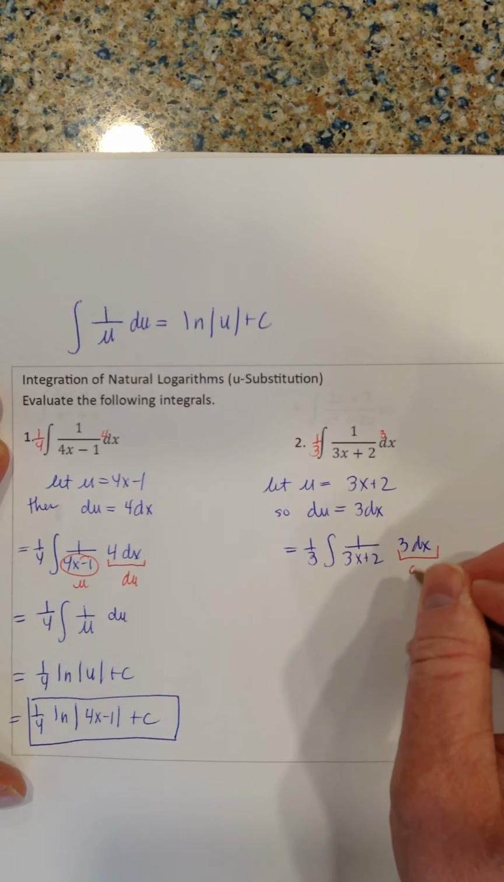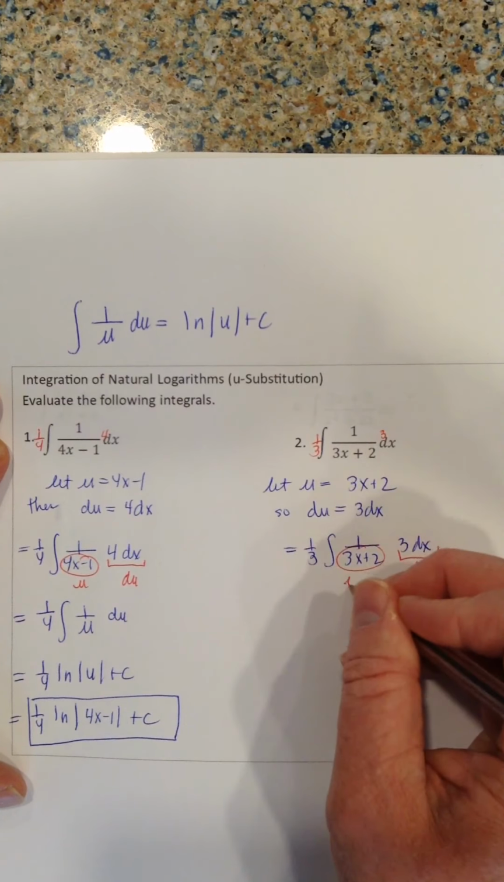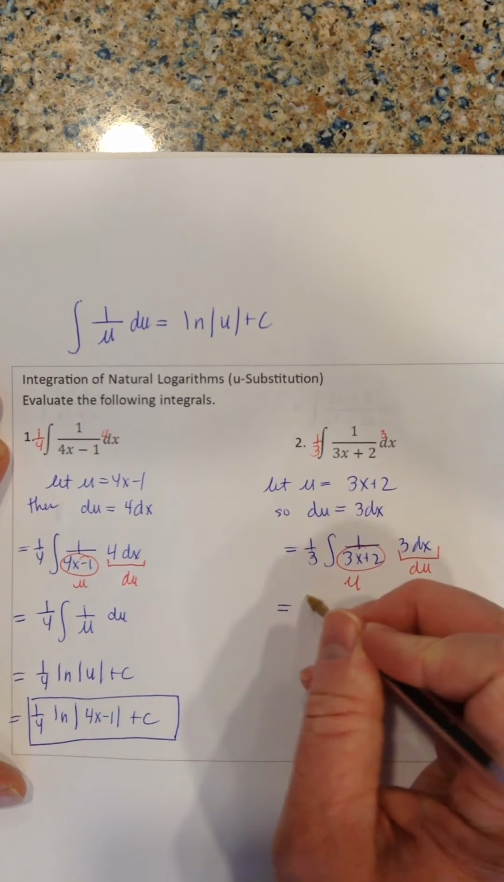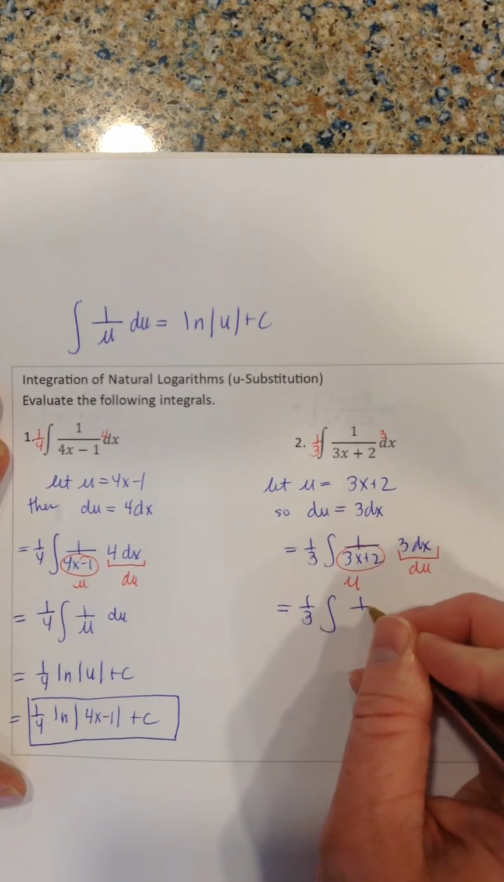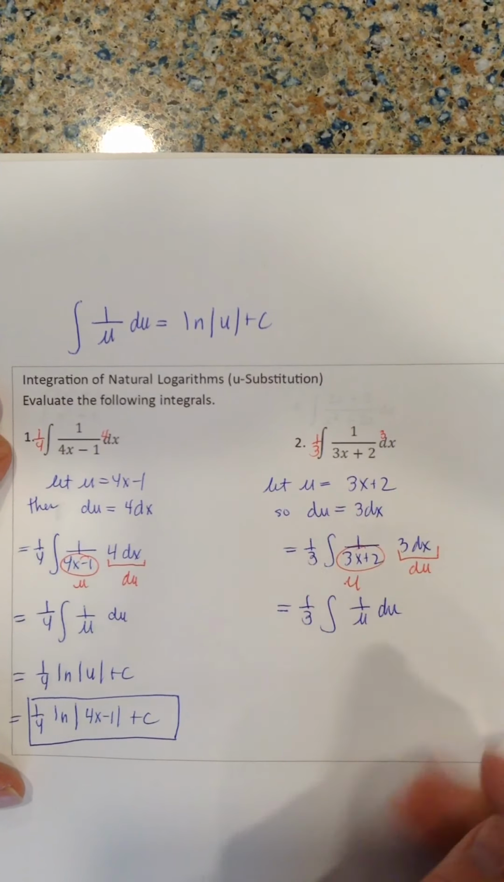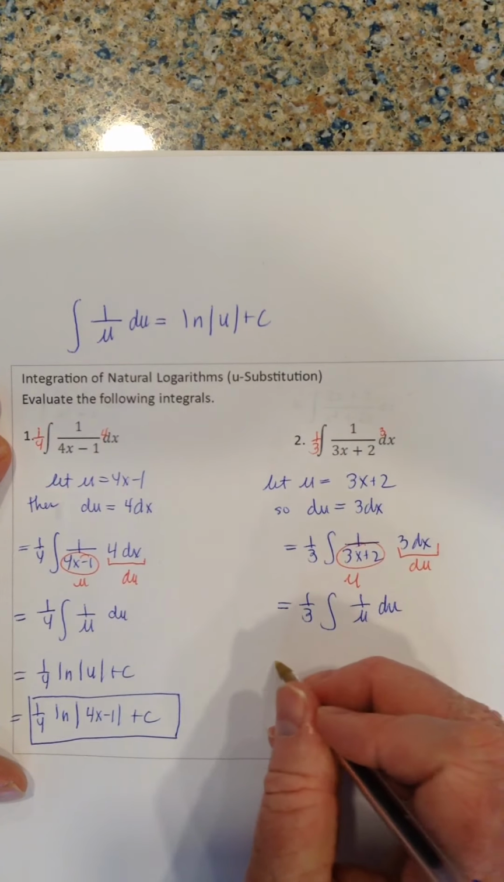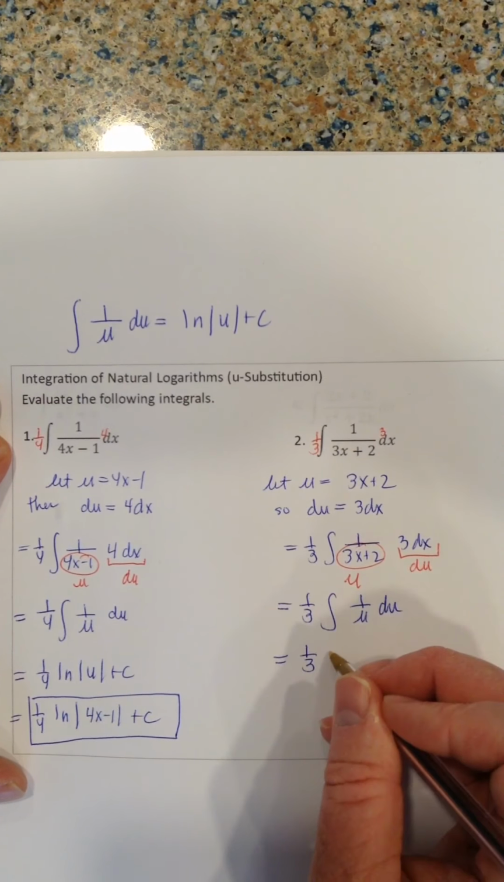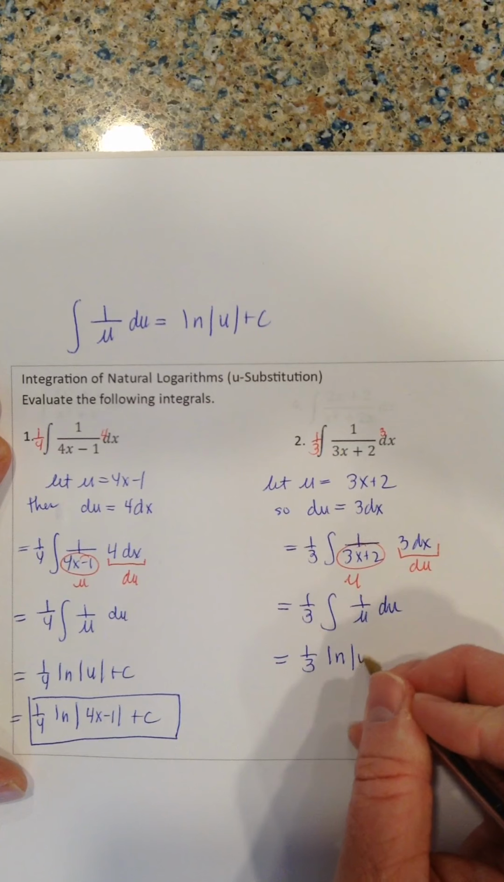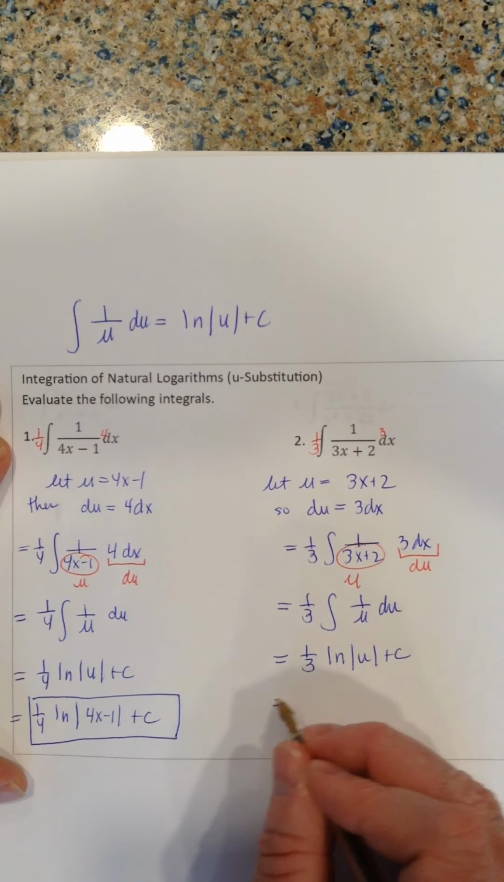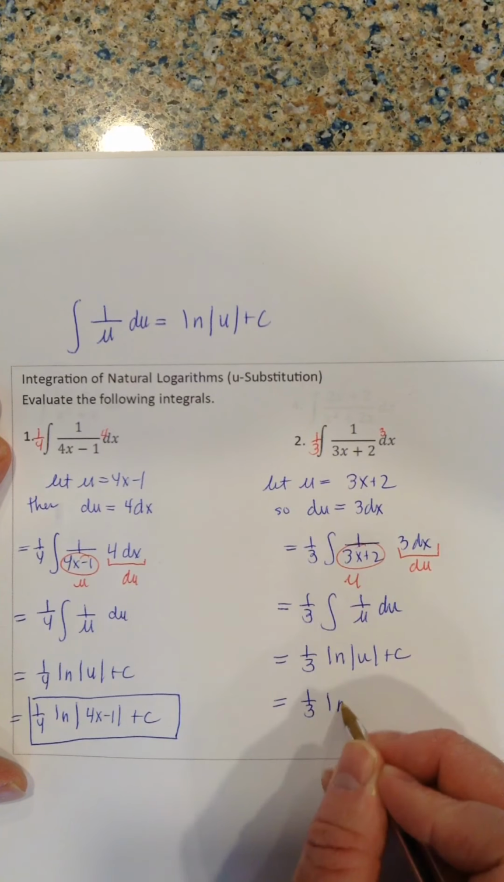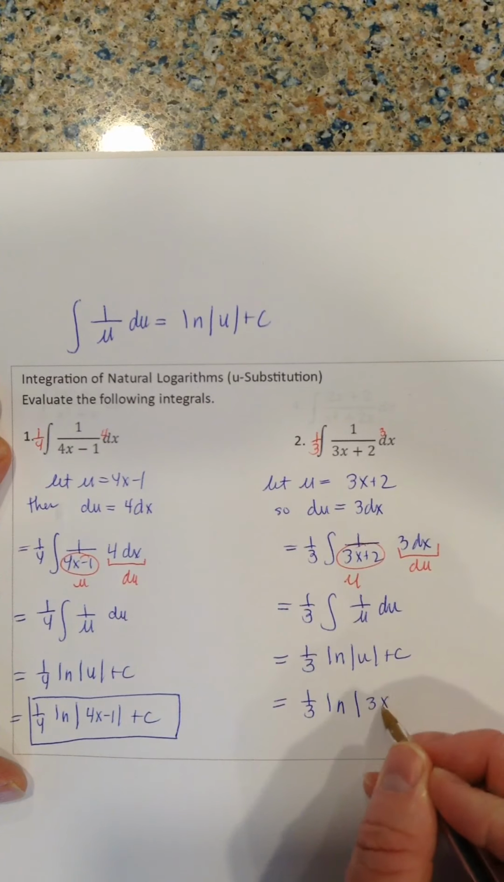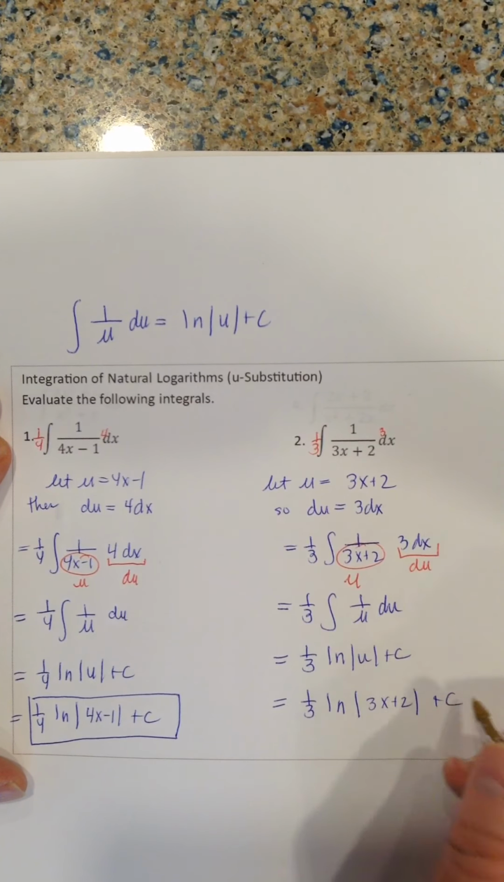Well, that's your du, that's your u. So I get 1/3 the integral of 1 over u du when I make my u substitutions. So that, according to the rule, is 1/3 the natural log of the absolute value of u plus a constant of integration, c, or 1/3 the natural log of 3x plus 2 plus c.